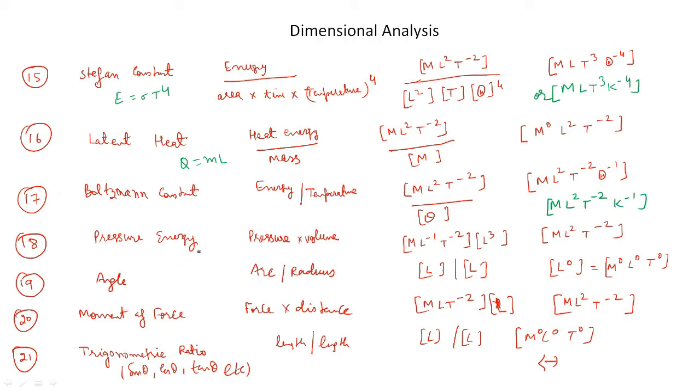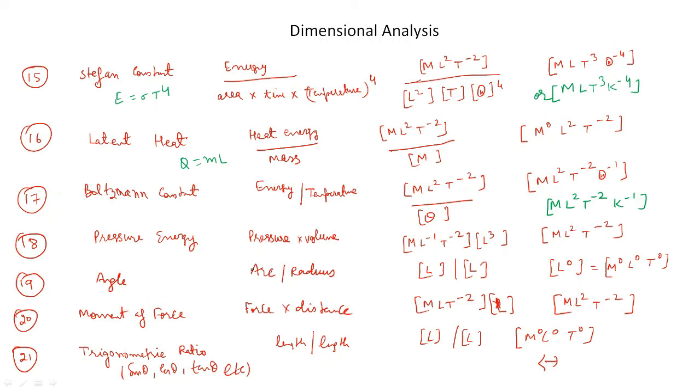Then pressure energy, it is defined as pressure into volume, so it will have the dimension formula ML to the power minus 1 T to the power minus 2 for pressure, and for volume it will be L cube. So finally it becomes ML square T to the power minus 2.